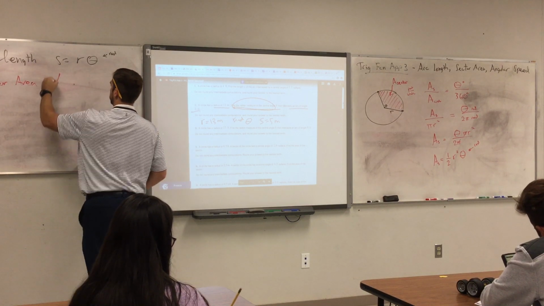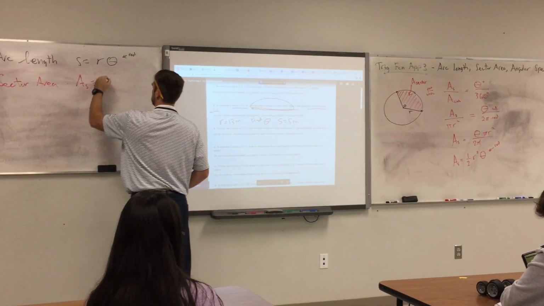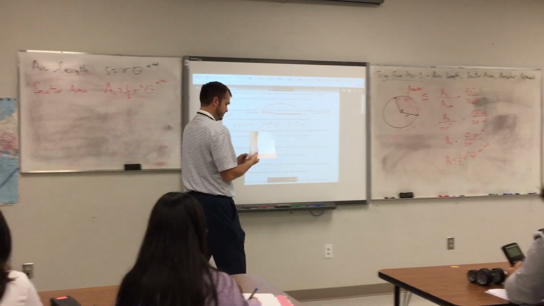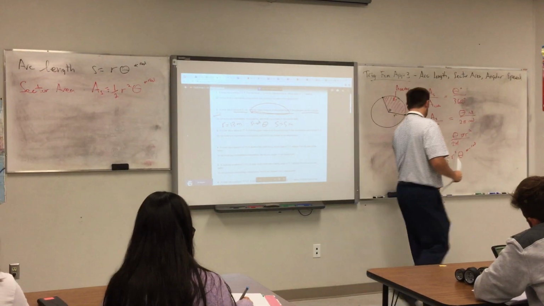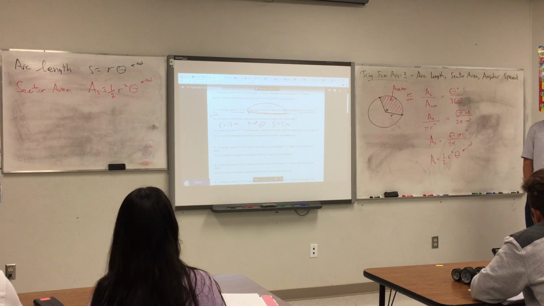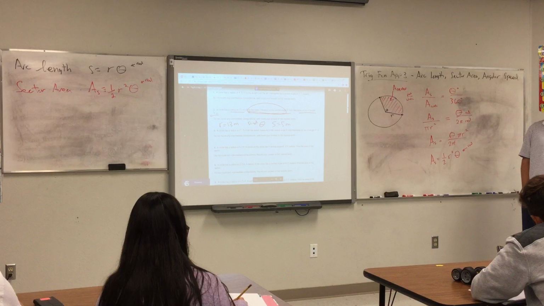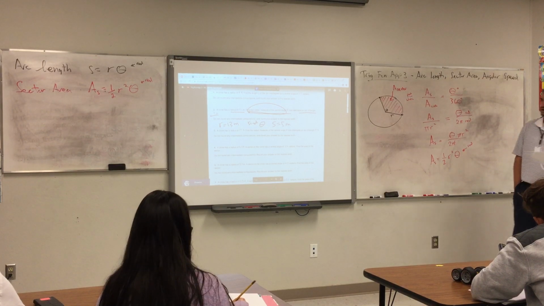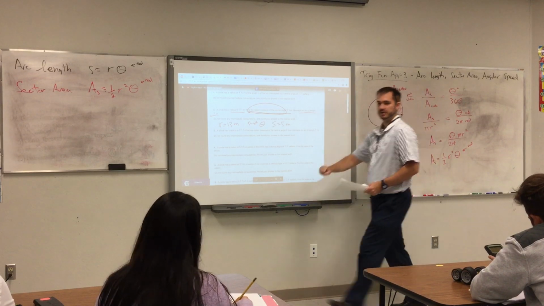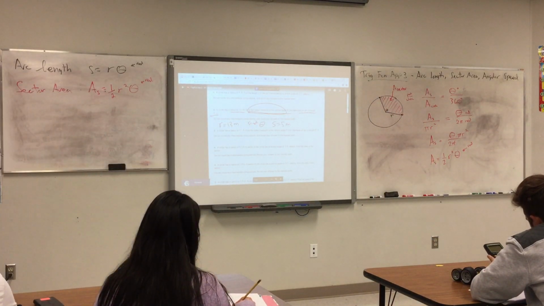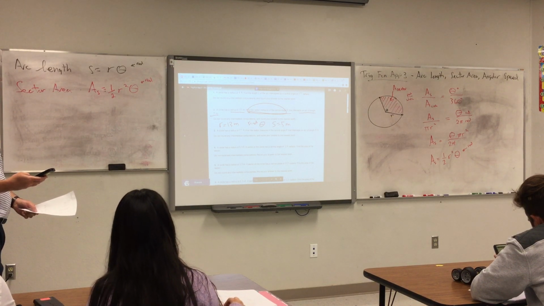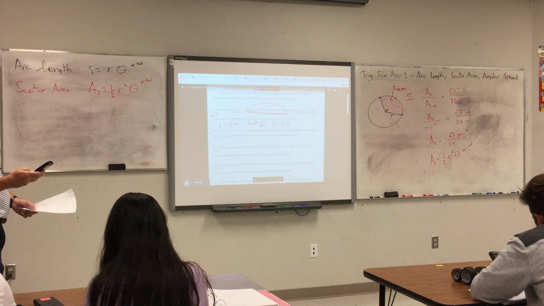Summary board here, sector area, A sub S equals 1/2 r squared theta. Again, radians. Any questions so far? All right, let's go to the problems.